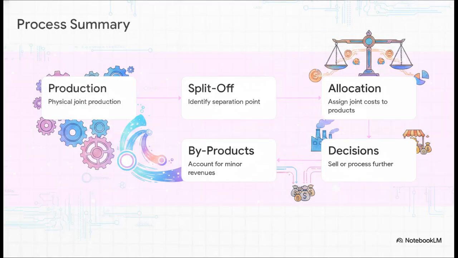To really lock this in, here is your ultimate visual summary. Step 1, physical joint production. Step 2, identifying the exact split-off point. Step 3, gathering joint costs and allocating them to major products to satisfy your inventory rules. Step 4, using incremental analysis for sell or process further decisions. And Step 5, accounting for your minor byproduct revenues. Burn this sequence into your memory as it perfectly maps the actual physical production timeline to your accounting standards.